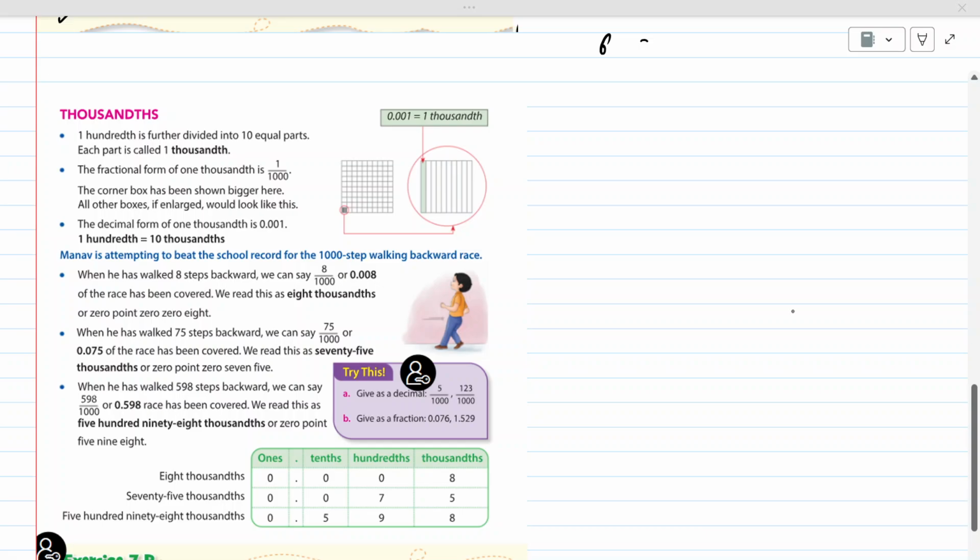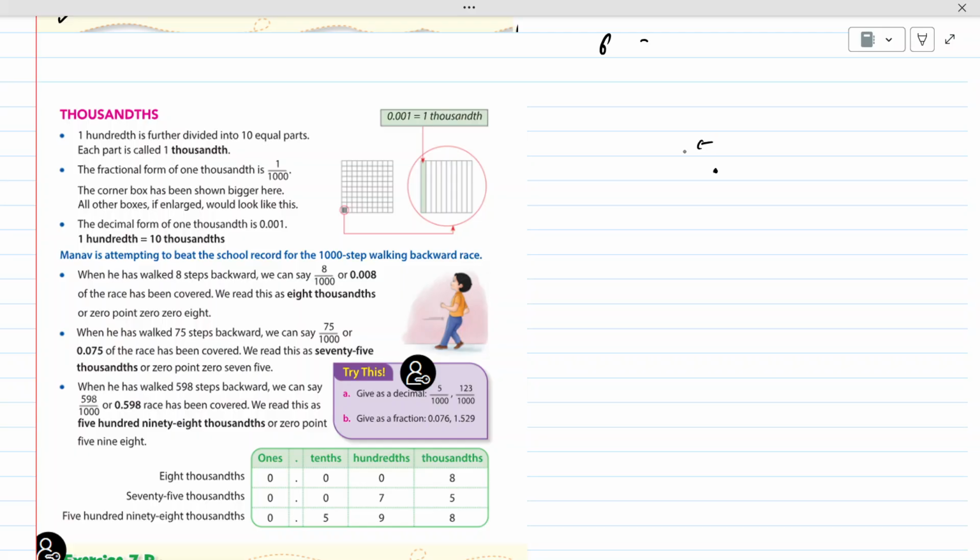Hello kids, in today's class we are going to start on the next topic, thousandths. So this is just another place value in the place value chart for decimals, which we learned in our last class. Okay, so you remember what we have done: we have a decimal point.